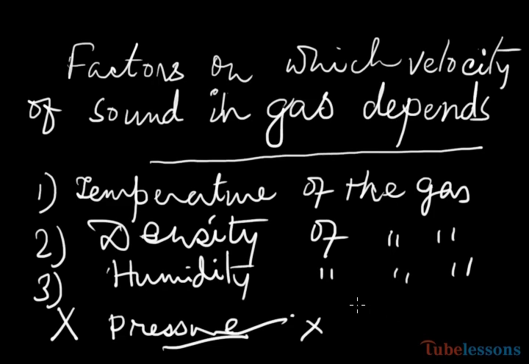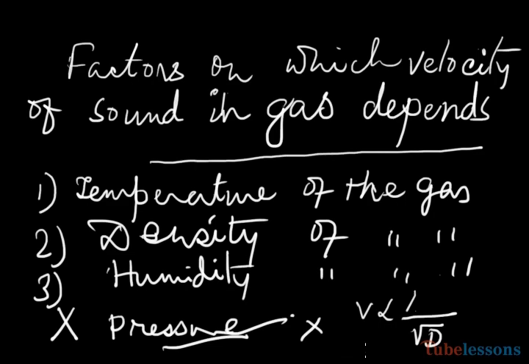Actually, the relation is that V is proportional to 1 by root over D. That is, velocity of sound in gas is inversely proportional to the square root of the density of the gas. For example, the vapor density of hydrogen is 1 and vapor density of oxygen is 16. So the square root of vapor density of oxygen is 4. So velocity of sound in oxygen will be 1 by 4 part of that in hydrogen.